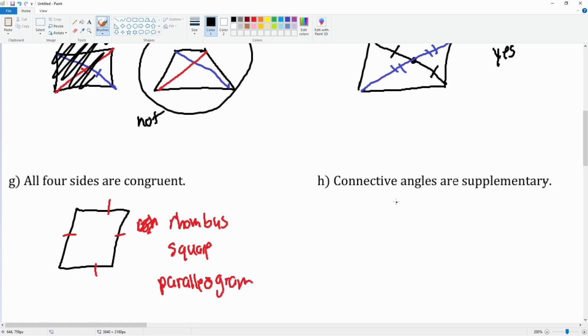And last one, the consecutive angles are supplementary. So this is like 110, this is 80. Okay. And this is also 80, and this is also 110. Okay, and that is also a parallelogram, so that is also a yes.